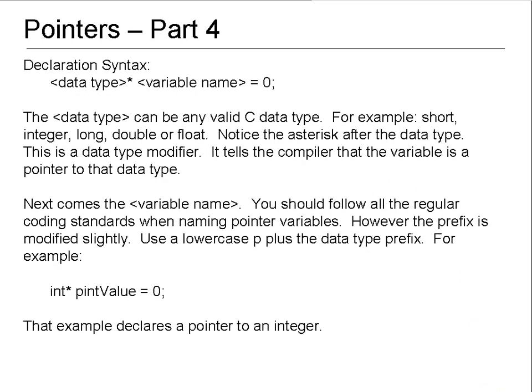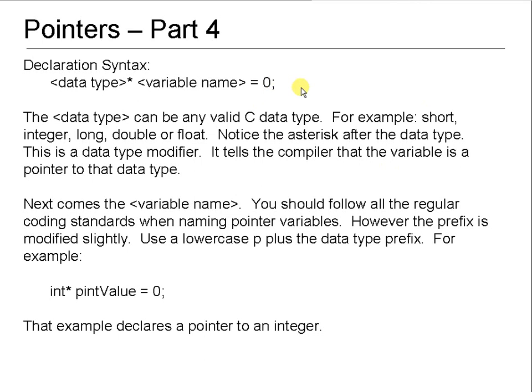Let's talk about the declaration syntax for how to make a pointer. What you do is you say data type, asterisk, and space, and then a variable name, and I always initialize my variables. You always want to initialize pointers to 0. Very important. Why? Because there is no default value for you. Now, the data type can be any valid C data type. For example, short, integer, long, double, or float.